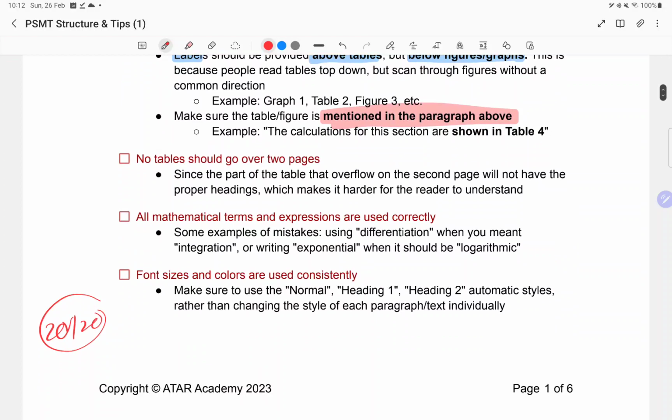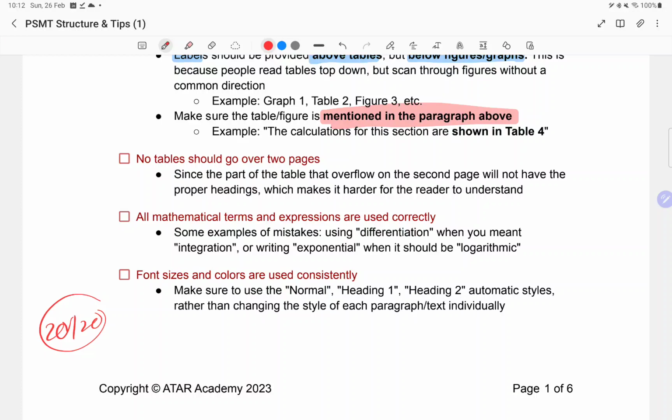No table should go over 2 pages. Again, it's just presentation. The reason behind that is it looks messy. Your assignment looks messy, so you need to be a little bit creative on how you do your table so that it doesn't go over 2 pages. So that needs a bit of creativity depending on your assignment.